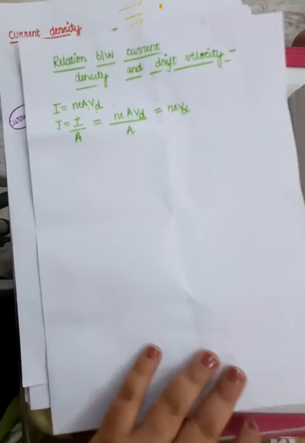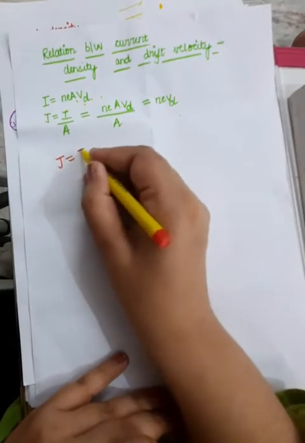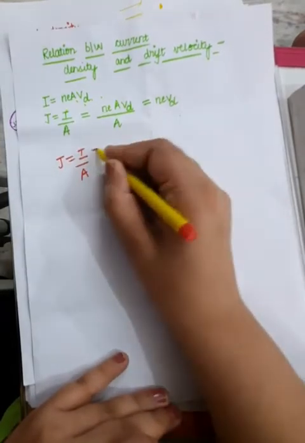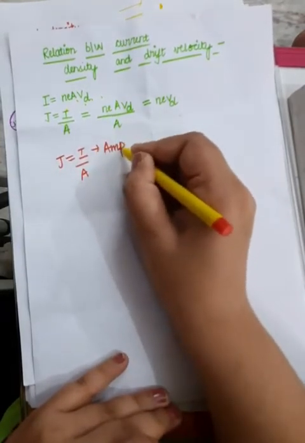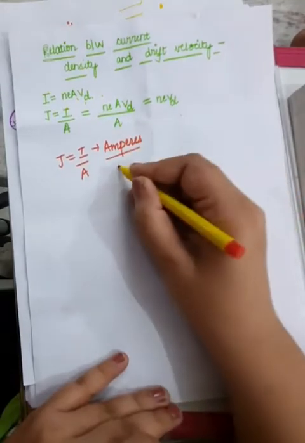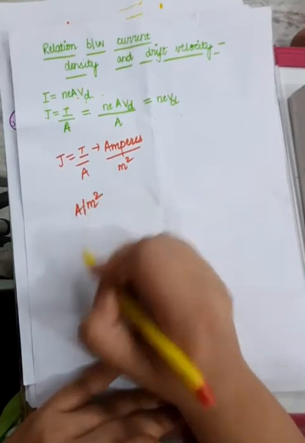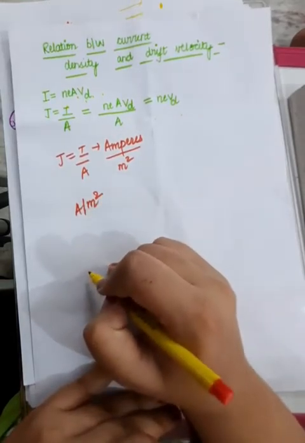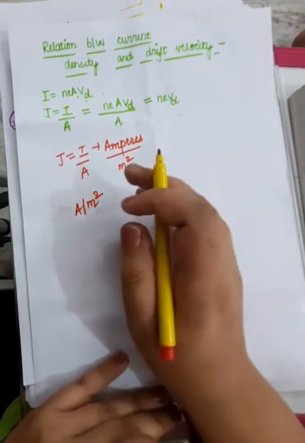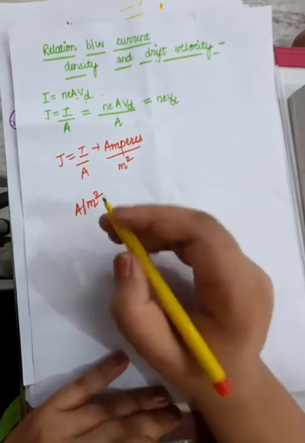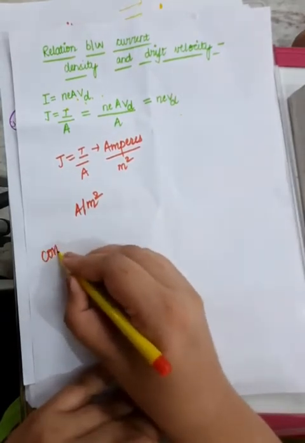Fine. And we need to see what is the SI unit of current density. We know that current density is given by current upon area. Current is measured in amperes, area is measured in meter squared. So ampere per meter squared is the SI unit of current density. You got it? So the next term we are going to discuss here is conductance.